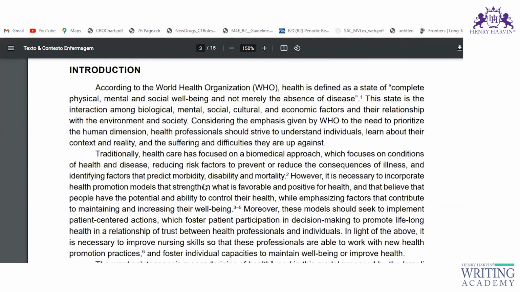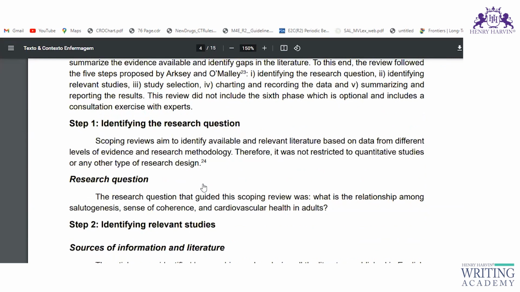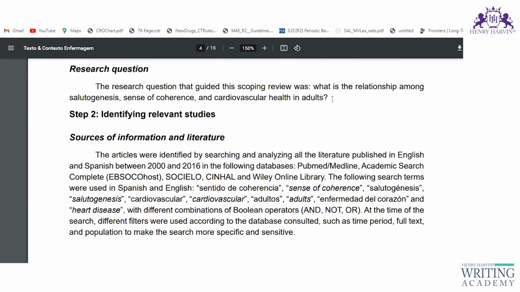In the same way, when you are writing any kind of review, first you have to identify the research question, what the research question is, and you have to mention that in your article. Now the next step: when you have identified a research question, the next step is identifying the relevant studies. So now you have to identify the relevant studies.